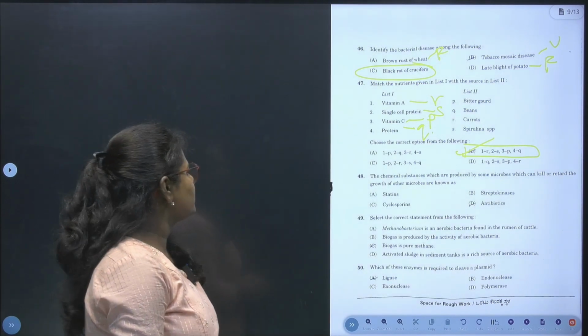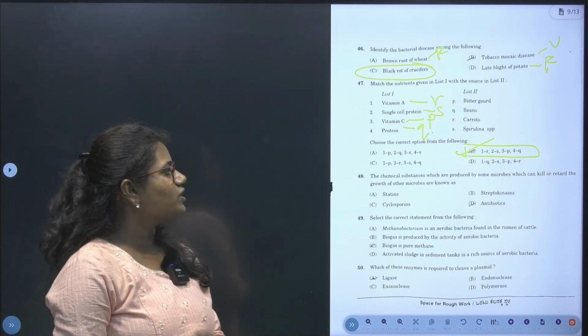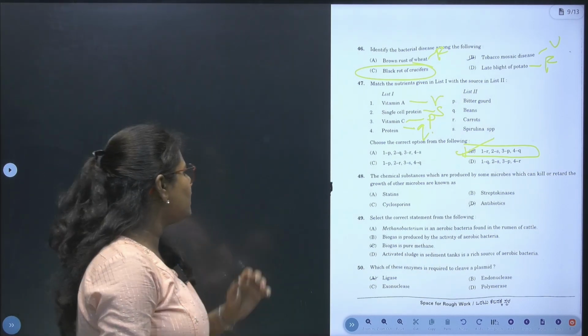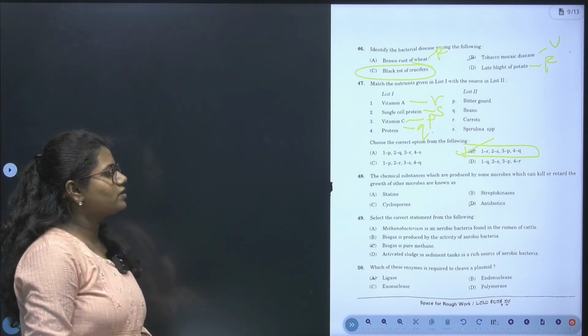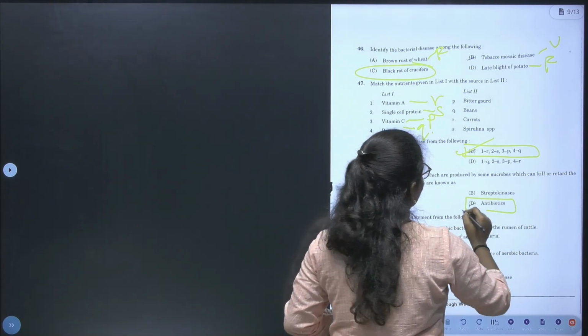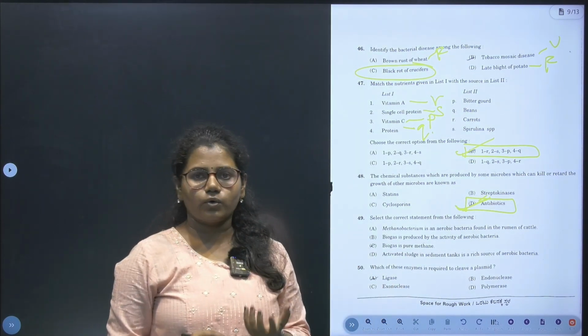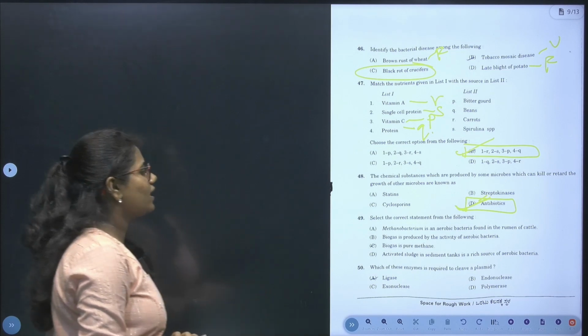Next, question number 48. The chemical substances which are produced by some microbes which can kill or retard the growth of other microbes are known as antibiotics. Anti means against, bio means life, against the life of the disease causing microorganisms. D is the correct answer here.